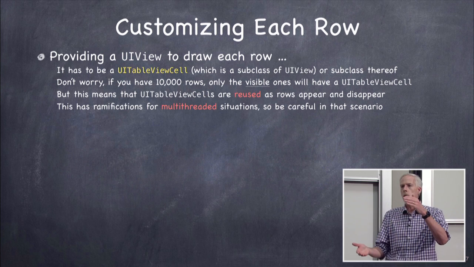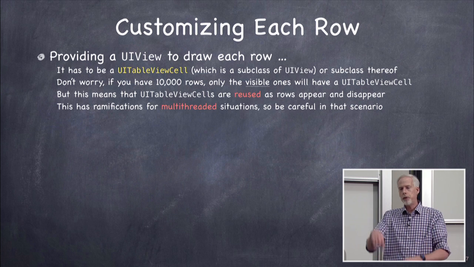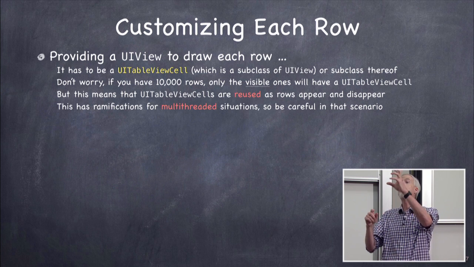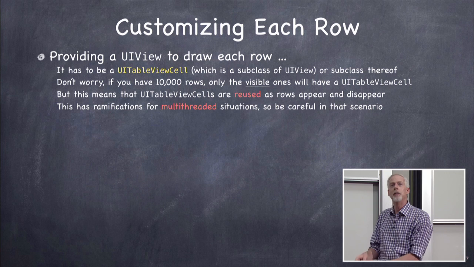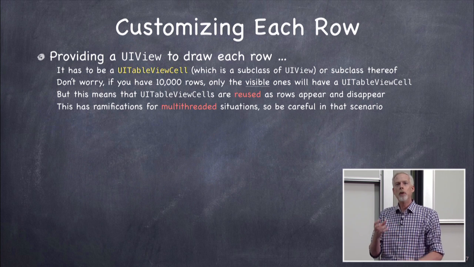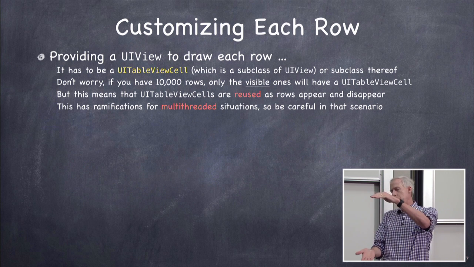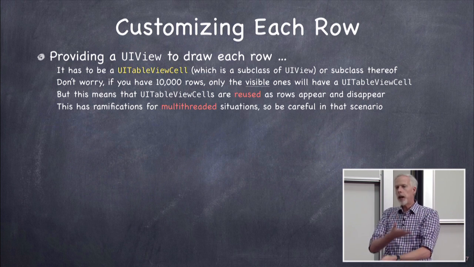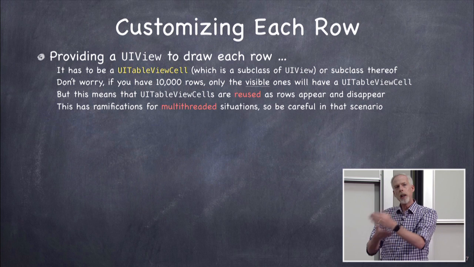So only the visible ones have UI table view cells. As you scroll around, the ones that scroll off the top get picked up and put around and used on the bottom. Okay? And the new data keeps getting pumped into them. Do you see what I'm saying? So only maybe the ones on the screen plus 2 or 3 on either side are actually getting created. They're just getting reused. As you scroll up and down, they keep getting reused.